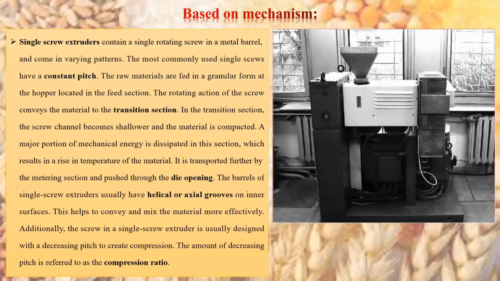Pitch means the distance between two successive turns, or one particular turn forming circular grooves on the screw, on the metal rod. So that pitch generally decreases in order to increase the compression ratio so that the food can be melted or plasticized properly. Now, through this transition section, where the rotating action of the screw conveys the material, the screw becomes shallower and the material is compacted more and more.